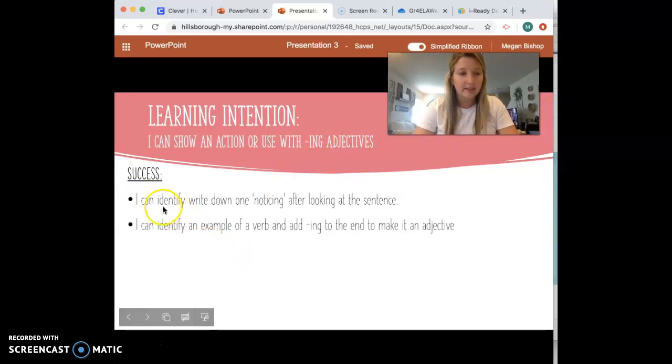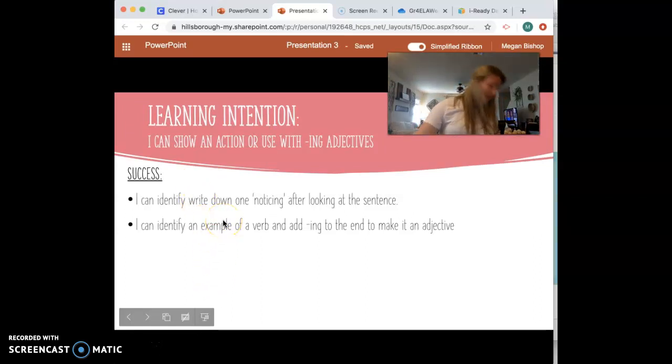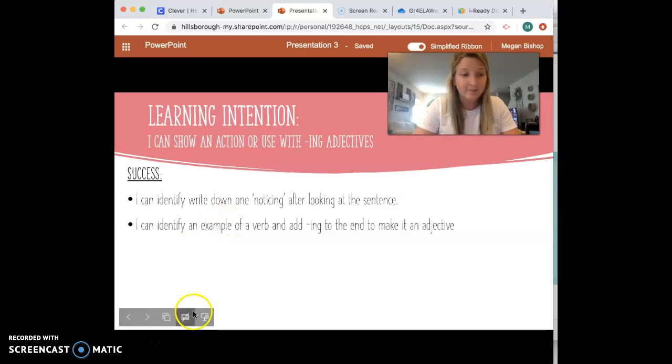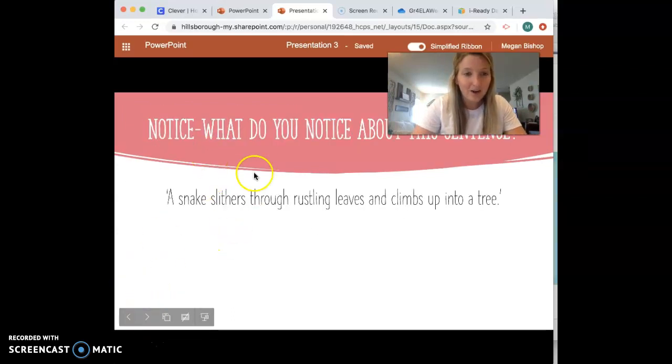Our success criteria: I can write down, so you will physically write down somewhere, either in a journal or on a Word document, one thing you notice after looking at the sentence that will be given. And then I can identify an example of a verb and add ing to the end to make it an adjective. Now I understand this is going to be confusing at first. Hang on with me. All right, so we're going to go ahead and jump into this sentence.